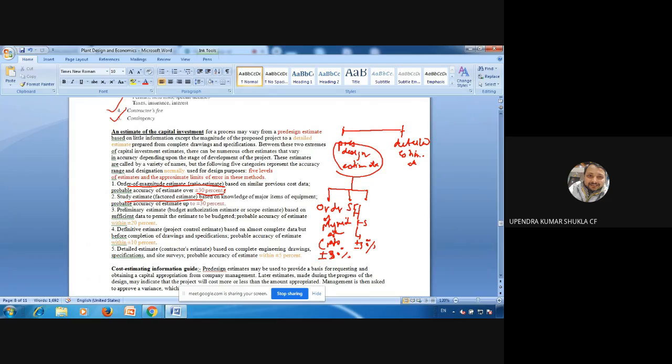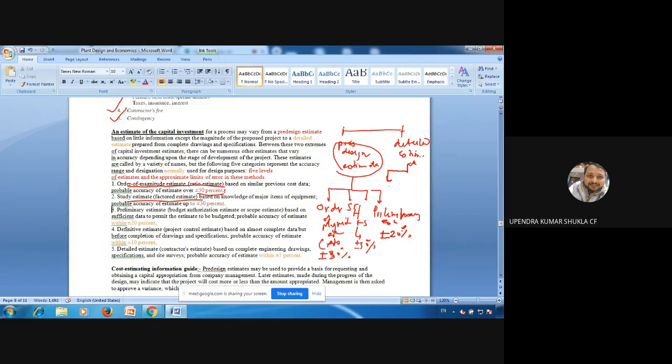And then the third one in pre-design estimate is the preliminary estimate. In the preliminary estimate, you will find the error up to plus minus 20%. These are the pre-design estimates, and then you will find the detailed design estimate.